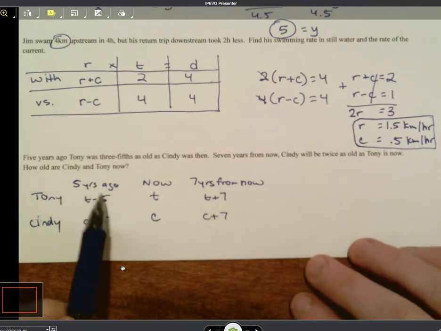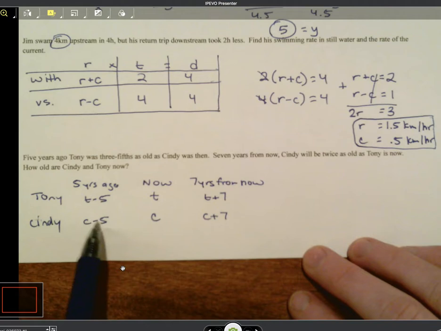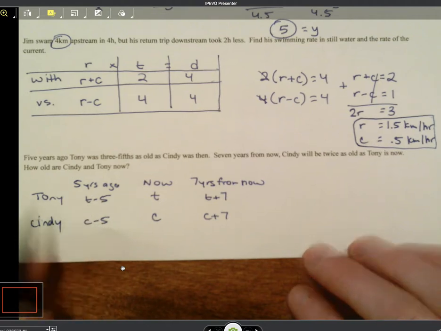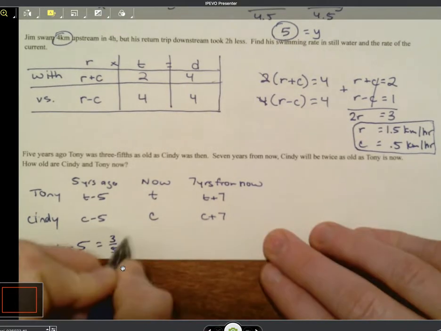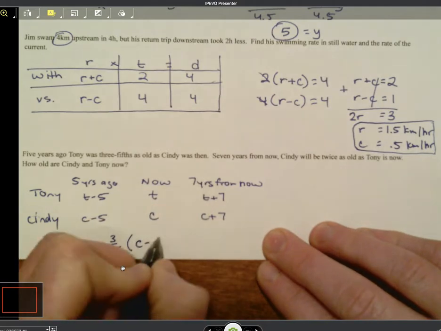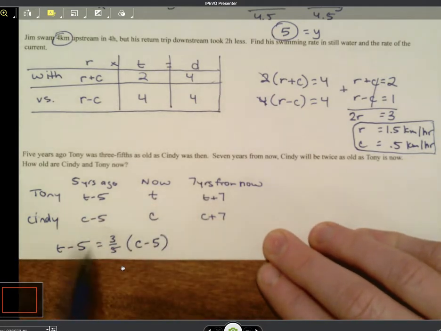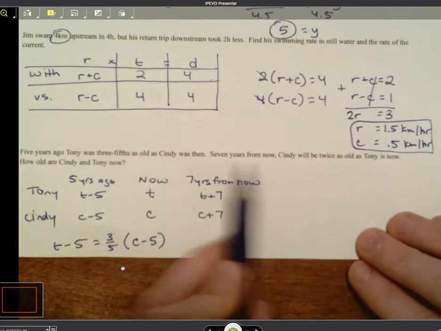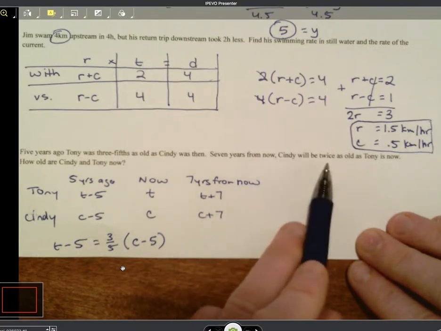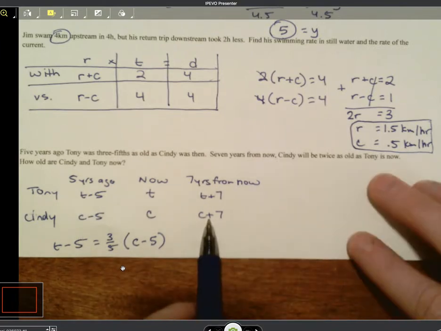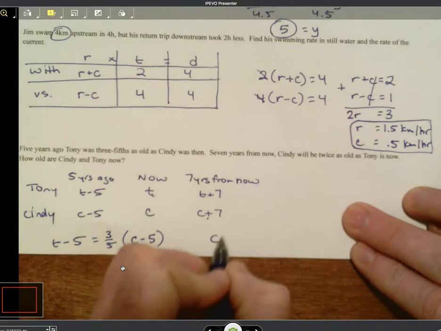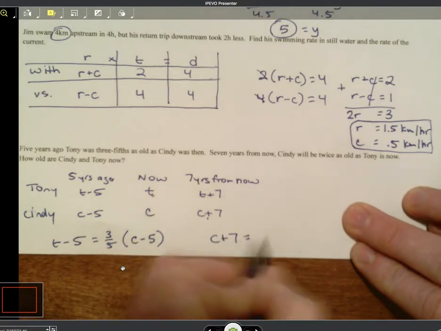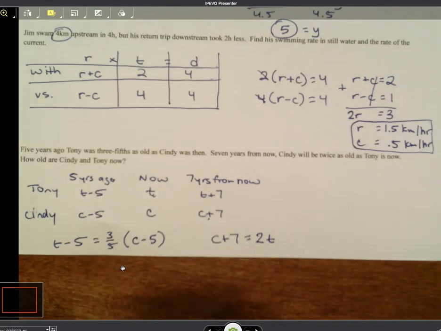So 5 years ago, Tony was 3/5 as old as Cindy was then. Okay, so Tony was younger. So Tony was 3/5 as old as Cindy was then. Okay, Tony's age 5 years ago was 3/5 Cindy's age 5 years ago. That's one equation. 7 years from now, Cindy will be twice as old as Tony is now. Okay? So 7 years from now, Cindy's age will be twice Tony's age now. There's my two equations.